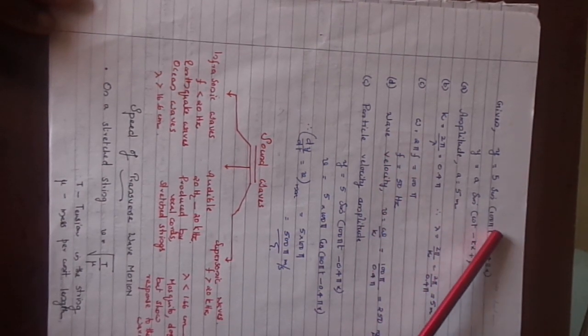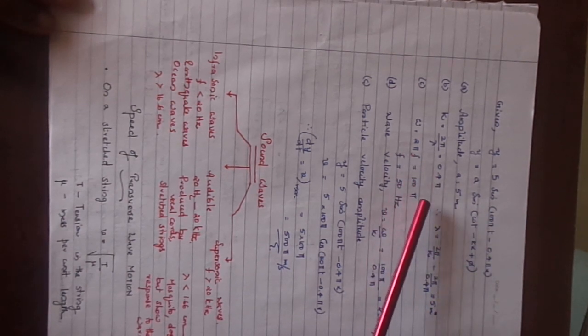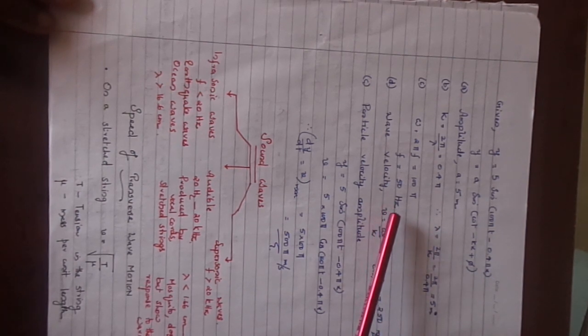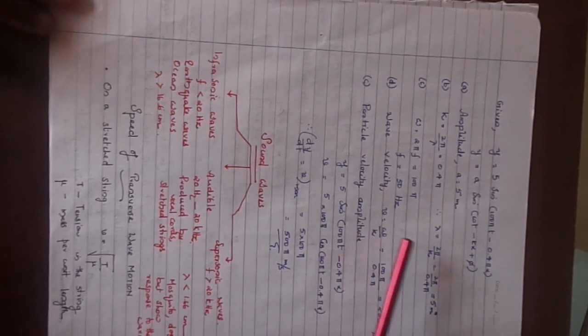Here it is omega. Omega is what? 100 pi. Omega is 2 pi into frequency, so we can find f. How can we find velocity? Already it is a very important concept: omega by k. Simply you can take 100 pi by 0.4 pi.